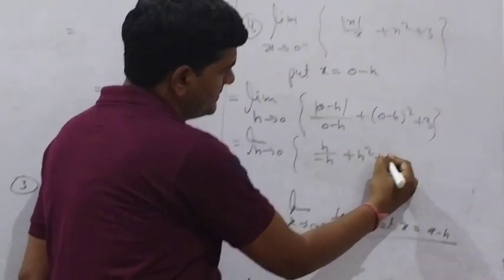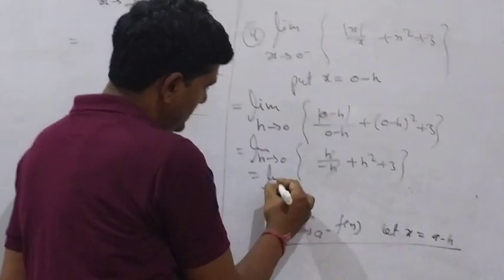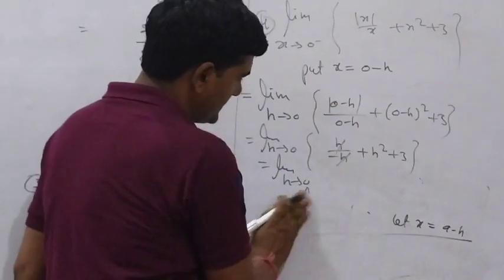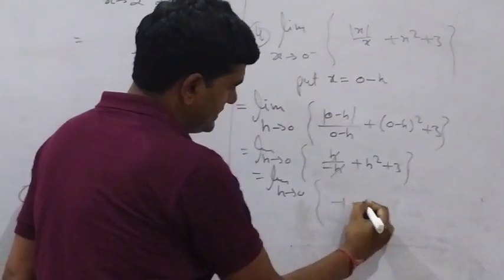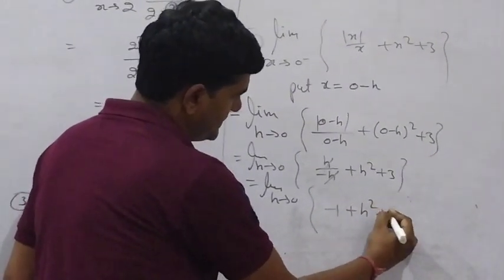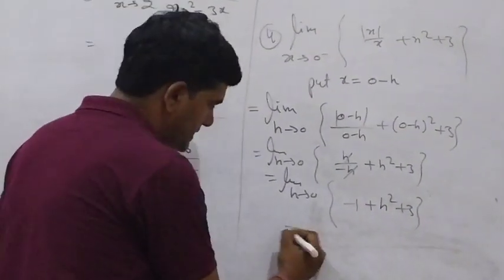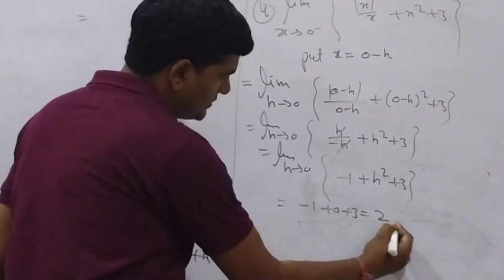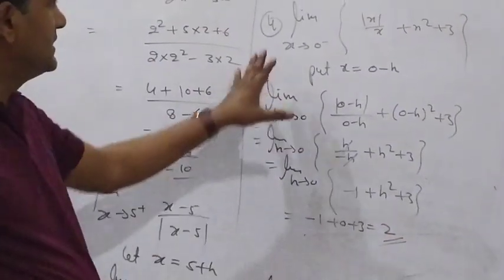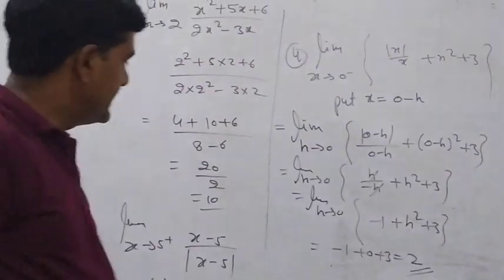h square plus 3 here cancels. At last h tends to 0 and minus 1 plus h square plus 3. Now in the place of h we can put 0. That's why minus 1 plus 0 plus 3 is equal to 2. Now 2 is the value of question number 4. So in this way we can find the answer.